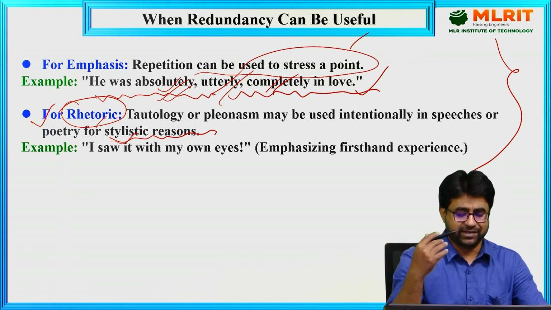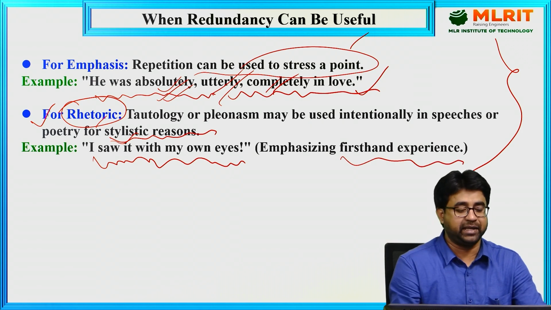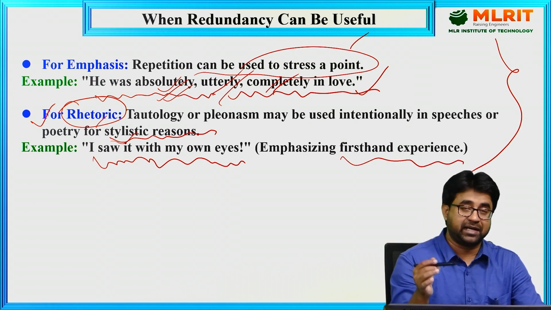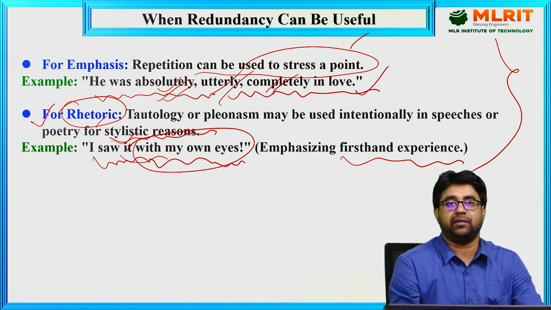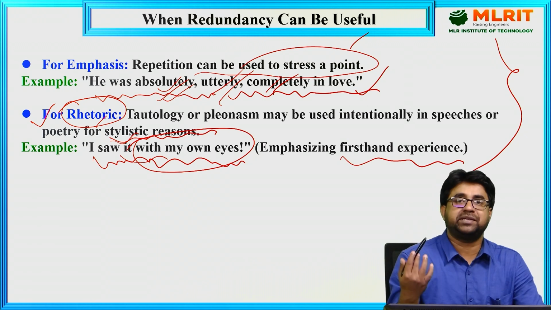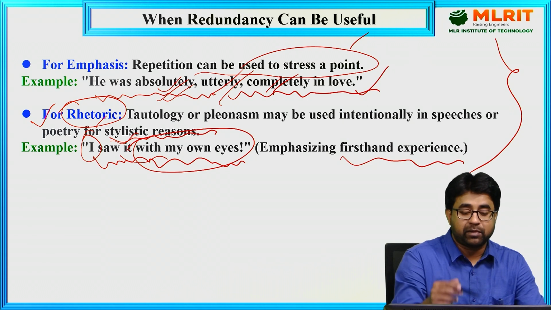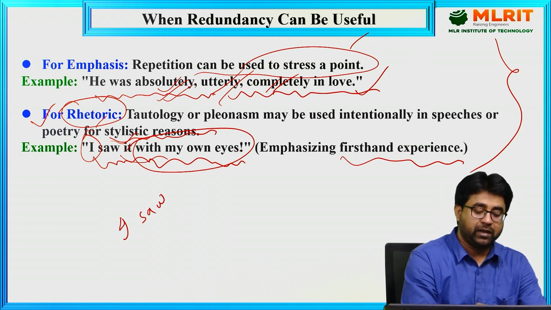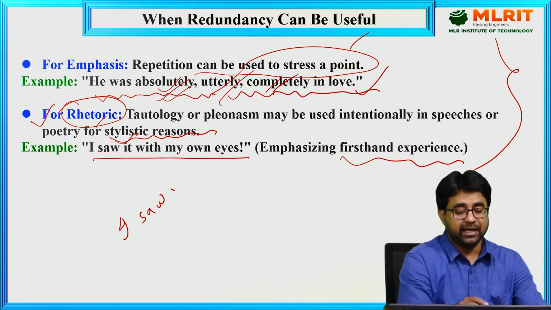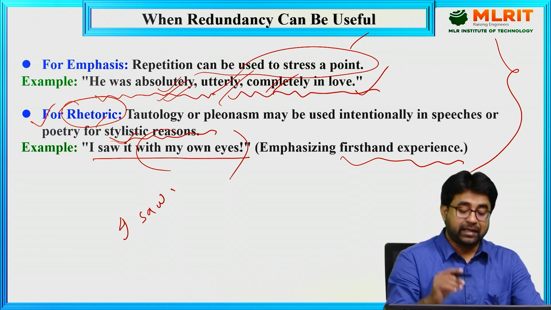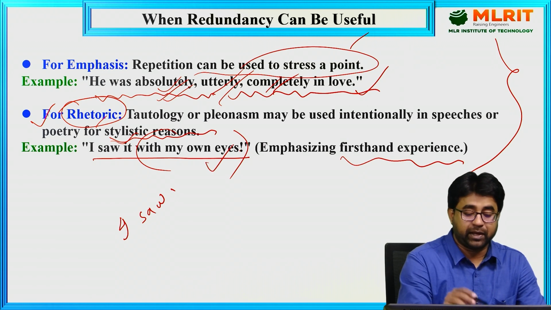So in order to enhance the style of writing, you can see here, I saw it with my own eyes, emphasizing the first-hand experience. Here I want to put emphasis on my first-hand experience. With my own eyes is actually redundant here, because what is the meaning of I saw? Obviously I must have used my eyes, right? So instead of saying I saw it with my own eyes, I can well say I saw. But when I use this entire sentence, it means I want to put emphasis on the fact that it was a first-hand experience. I myself have watched it. That's why it is adding emphasis.